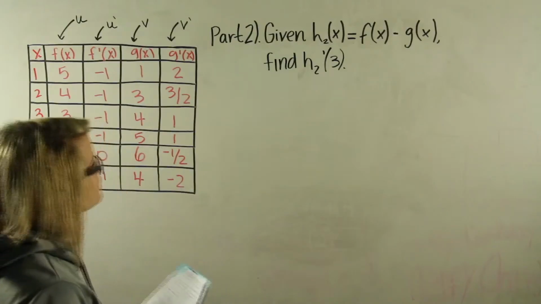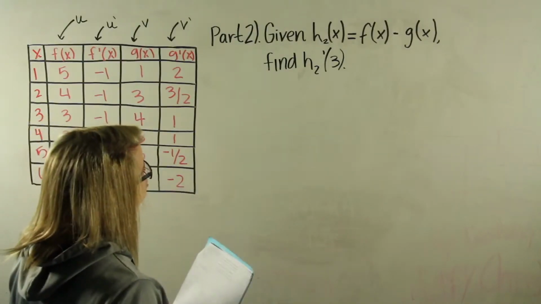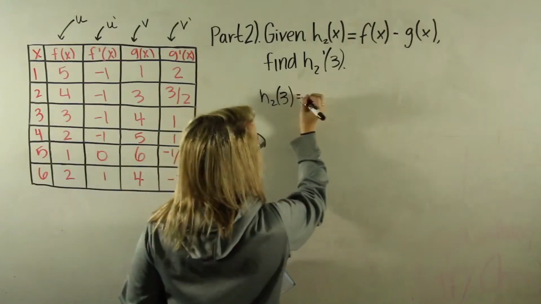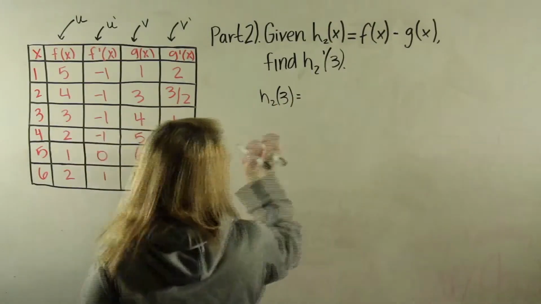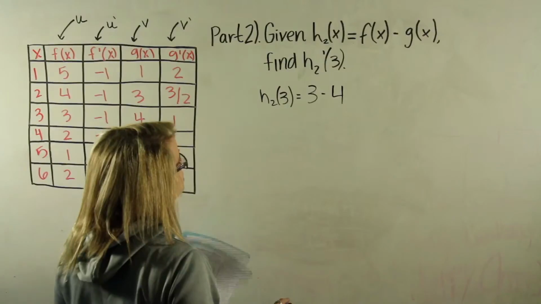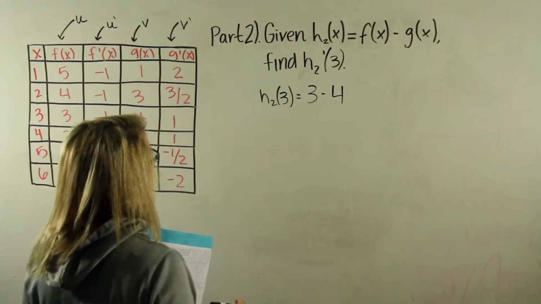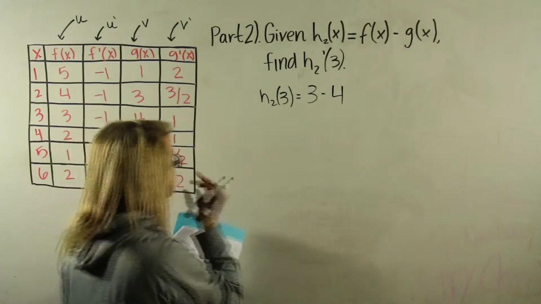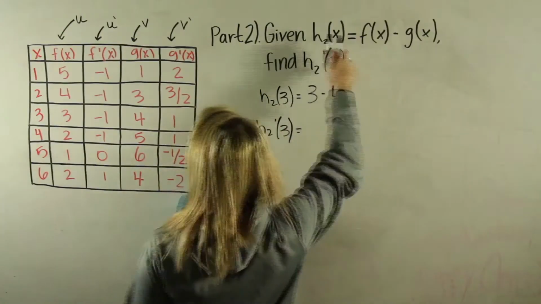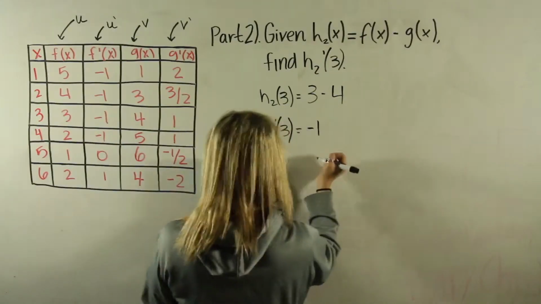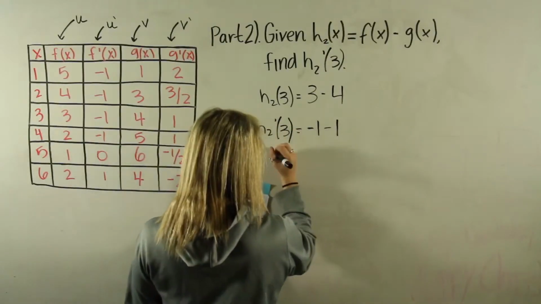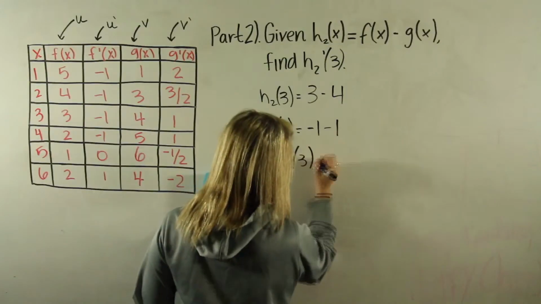So part 2 says given h2 of x equals f of x minus g of x, find h2 prime of 3. So what we're going to do is find h2 of 3. So f of x is 3, minus g of x is 4. Now we're going to use our chart, and the same rule that we just used for part 1. So h2 prime of 3 equals f prime of x is -1, and then minus g prime of x is 1. So our answer comes out to be -2.